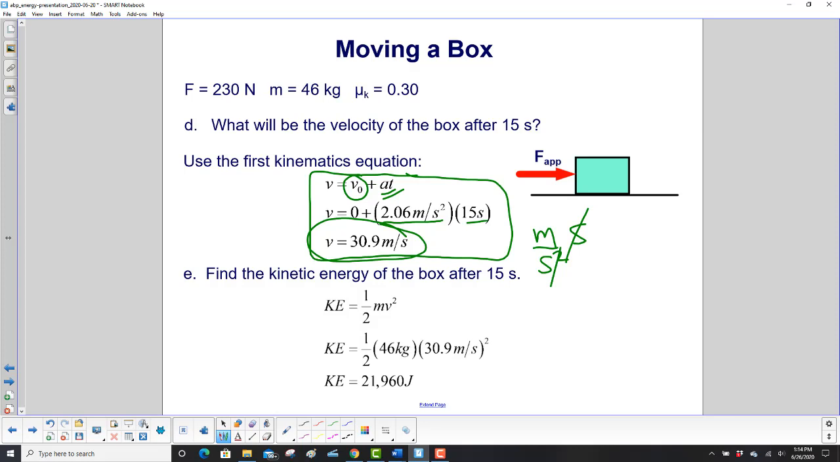Find the kinetic energy of the box. That's just 1/2 mv squared. Plug in our givens and our calculated velocity here, and we get 21,960 joules.